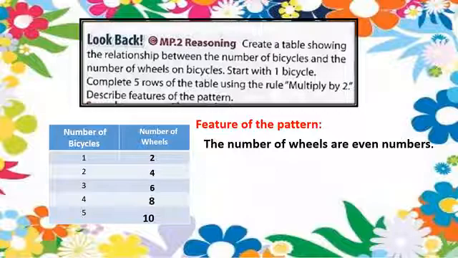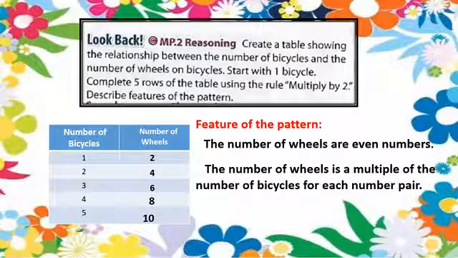You can use addition also to find the number of wheels, like 1 plus 1 equals 2, 2 plus 2 equals 4, 3 plus 3 equals 6, and so on. So the number of wheels is a multiple of the number of bicycles for each number pair.